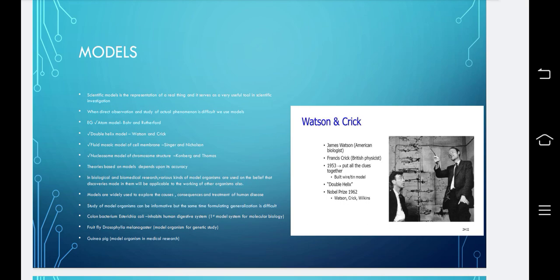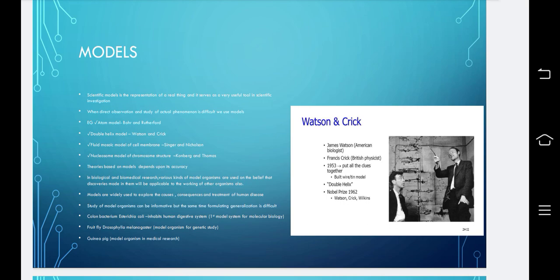Examples are the atom model constructed by Bohr and Rutherford, the double helix model of DNA proposed by Watson and Crick, and the fluid mosaic model of the cell membrane proposed by Singer and Nicolson. Models are constructed by humans, or in other words, they are artificial.